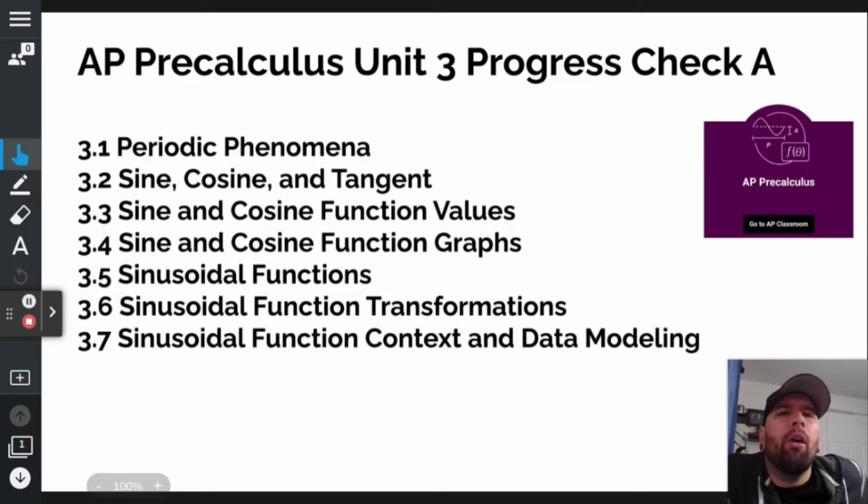This is the thing on AP Classroom that tests your knowledge of the first part of Unit 3. If you have an AP teacher, they're probably going to give this to you. These problems are going to help you get prepared. It's not the exact same problems, but it's problems similar. If you're looking for just making sure that you understand, this is the video.